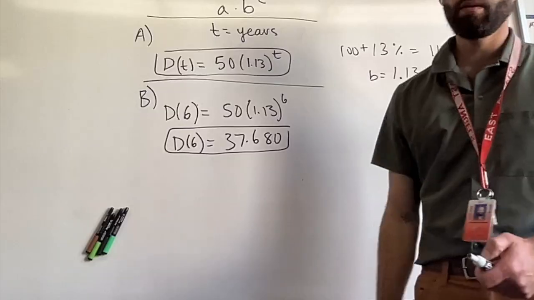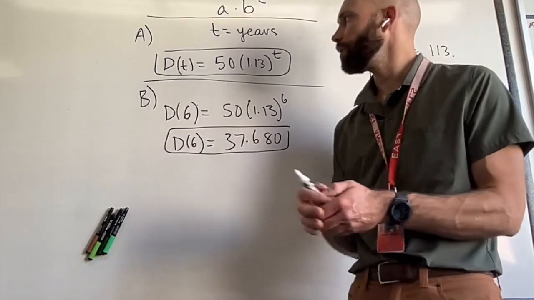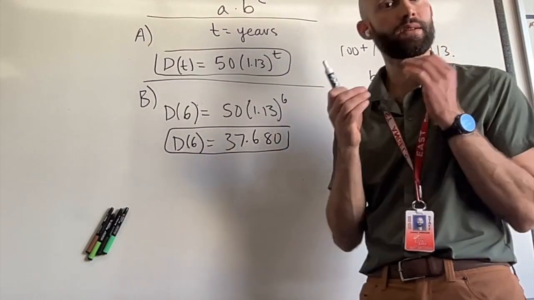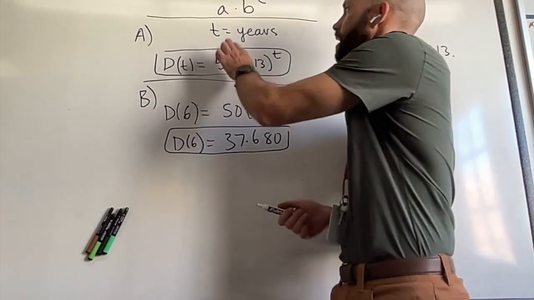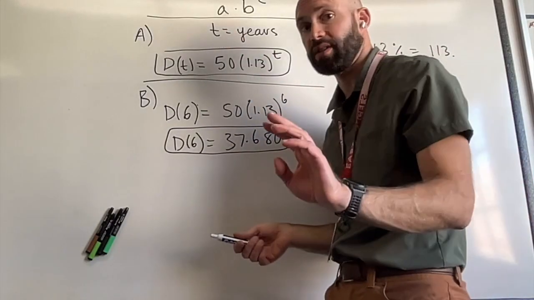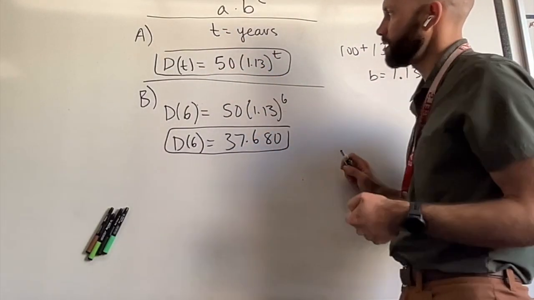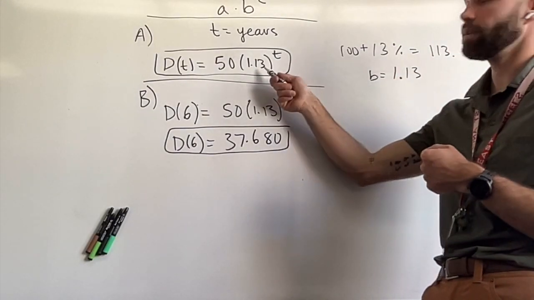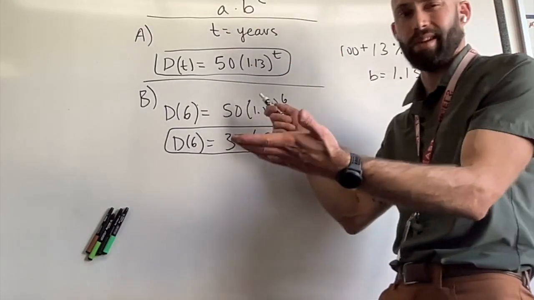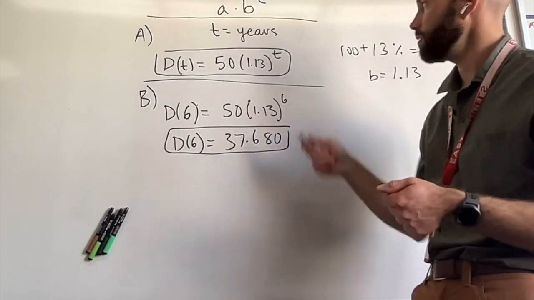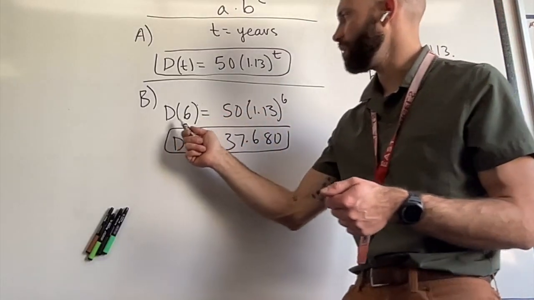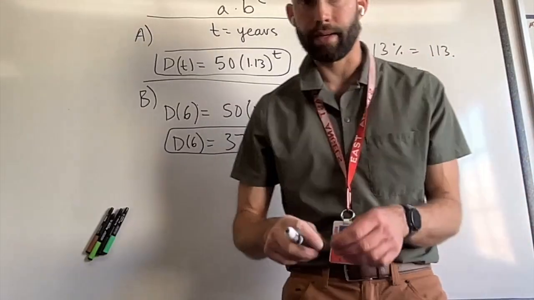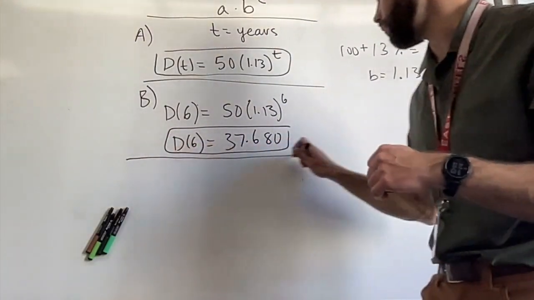All right, take a look here. A, I wrote my equation. This function, d of t, I noted t was years. It's good to define what that variable means, especially based on what we're going to do in part C. We have 50 times the 1.13, which is the 100% plus 13%, because it's growing beyond 100, the existing population. T was time in years. So then in part B, when they said define 6 years, I plug in 6, and this was what I calculated.